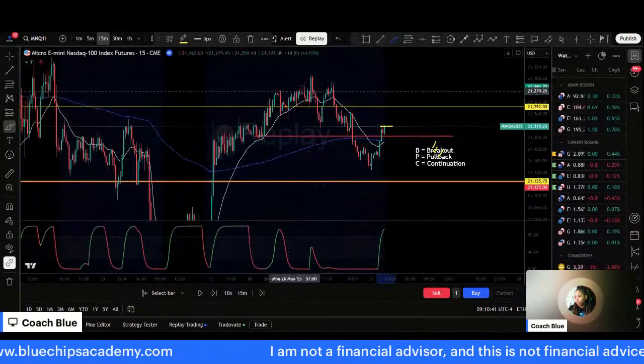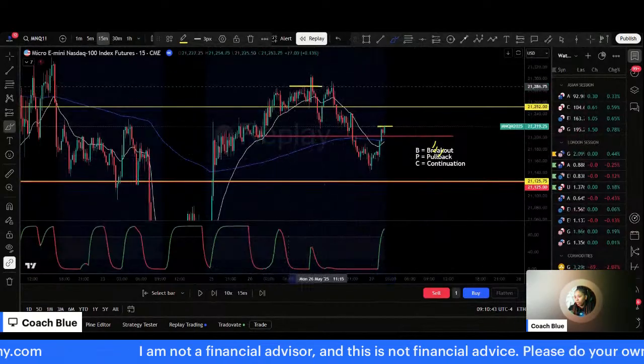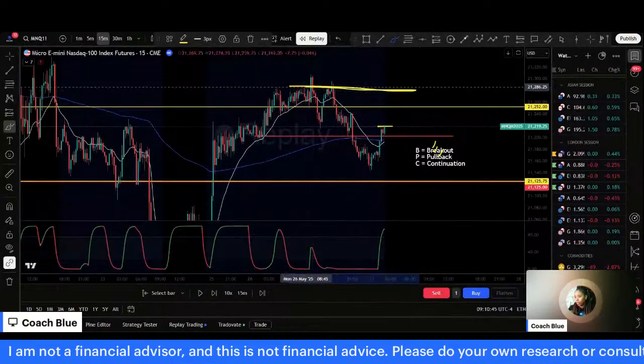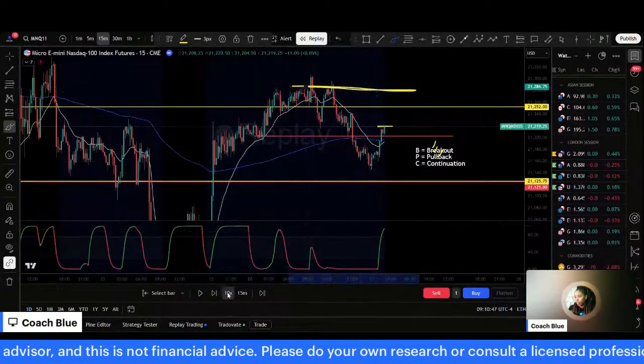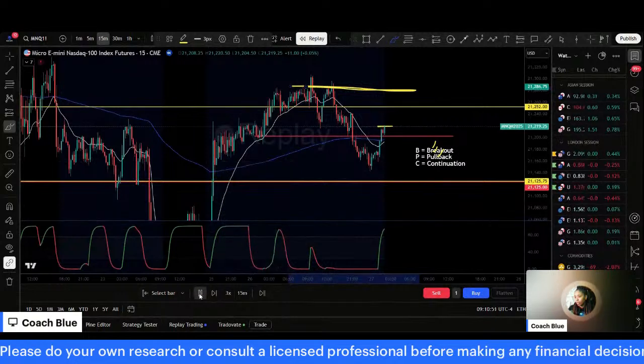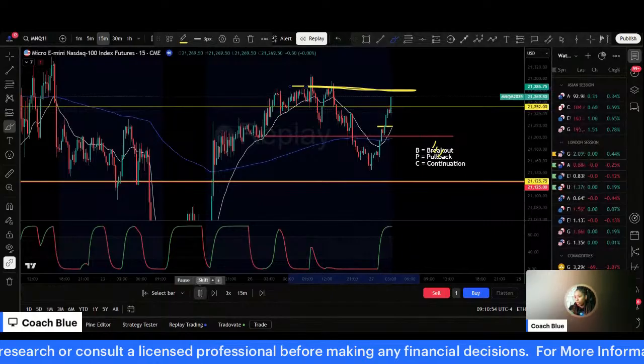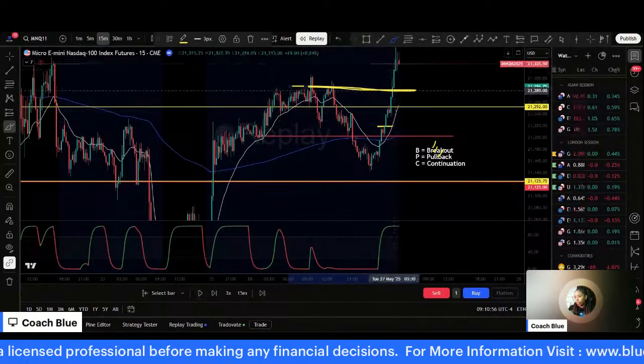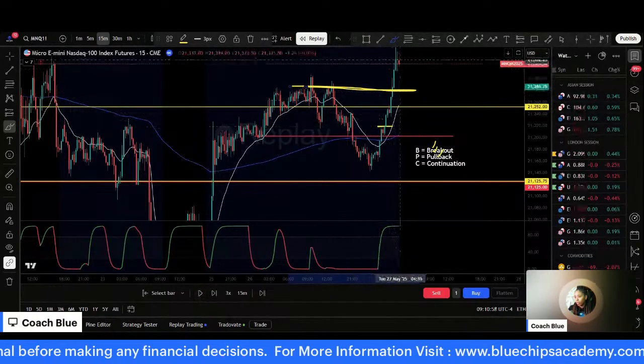In this case, I would have probably taken it up to about right here, to where this area is. Let's play it out and see how that worked out. I'm going to play it out, and we can see right there, TP hit.